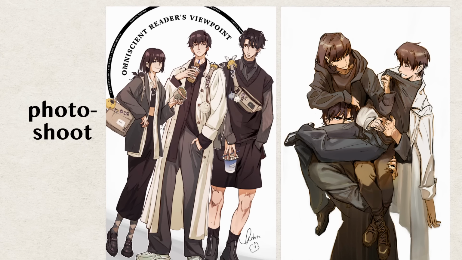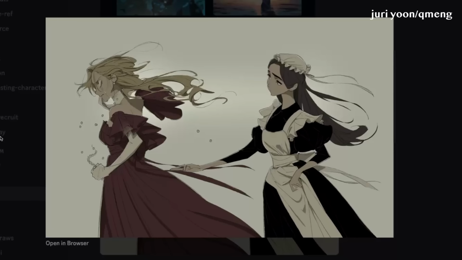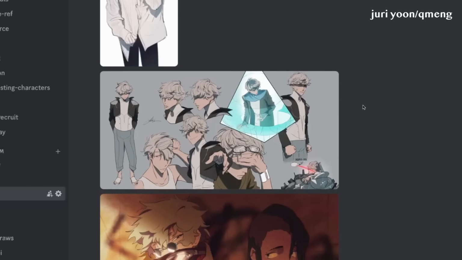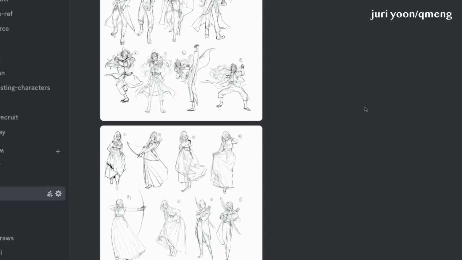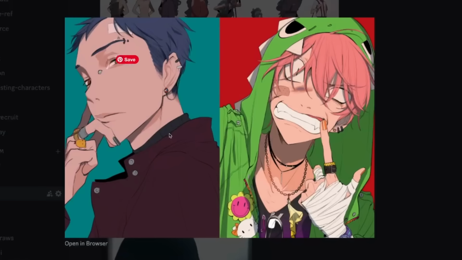Let's look at some examples. This is Juri Yoon. For an illustration like this, clearly a movie. These two are actresses, definitely actresses. Most of Juri Yoon's characters are acting in movies, in TV shows, etc. These are photo shoots, right? Clearly photo shoots. They're all glamored up. They're decorated with jewelry. They're styled. They're composed for a still image.